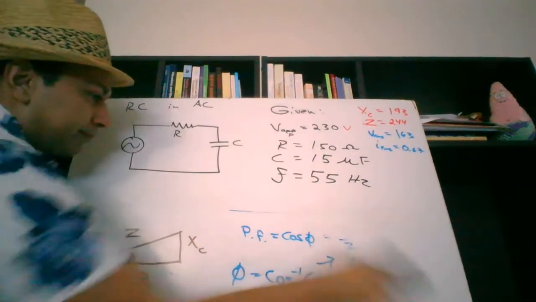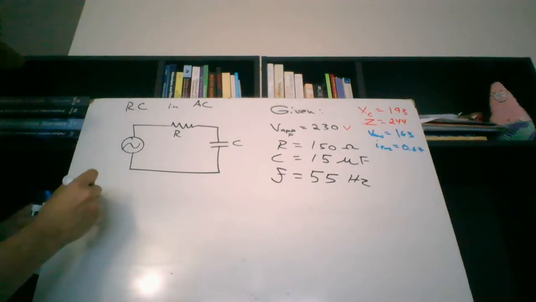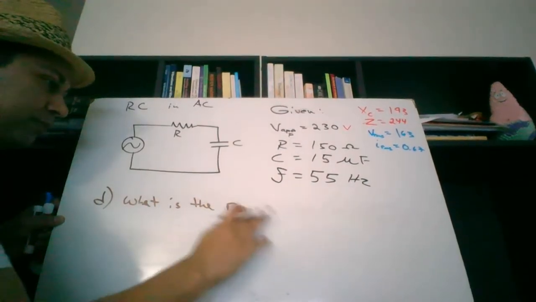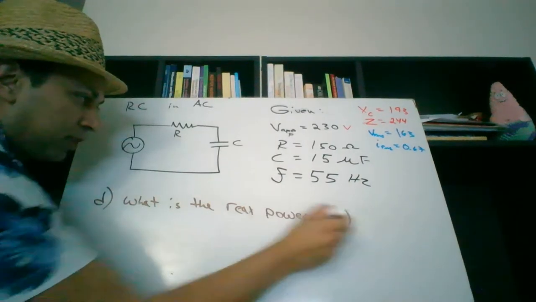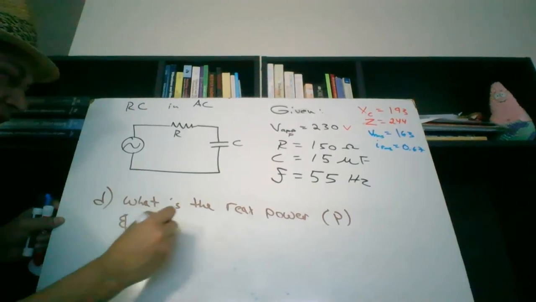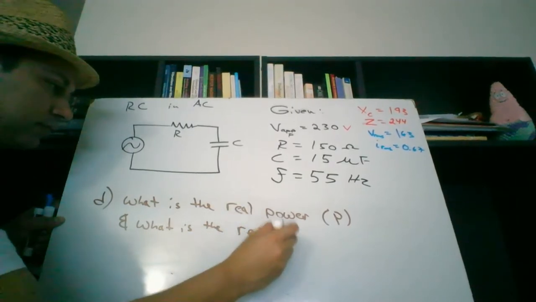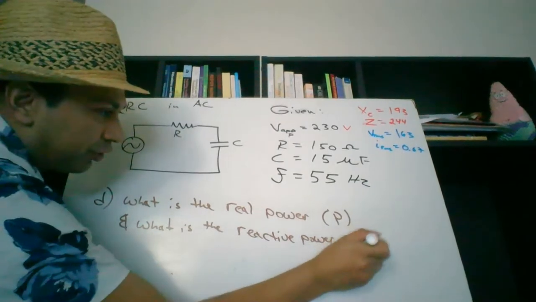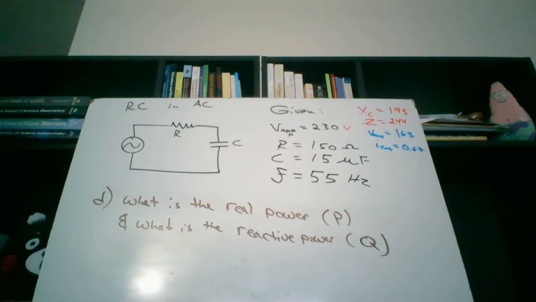Nothing too crazy. The next question, this isn't something we've talked about too much, so this might be new to you: what is the real power? What letter are we on? D. What is the real power? And that symbol we use is P. And what is the reactive power? And that letter, I know we used this letter before, but we're going to use it again, Q. We talk about Q as Q factor, but here we're using capital Q for the reactive power.